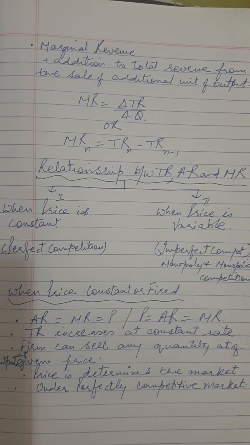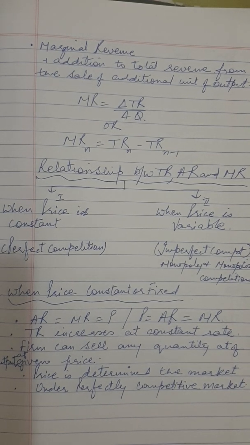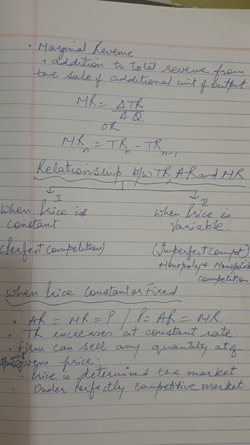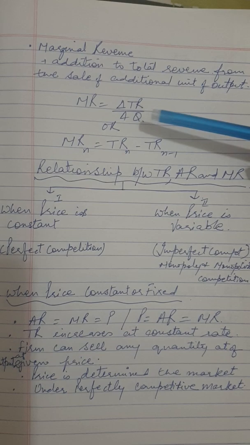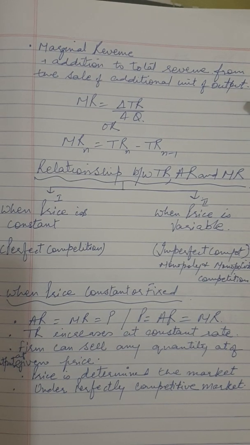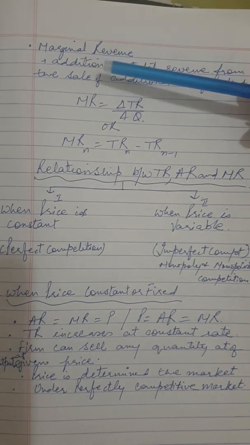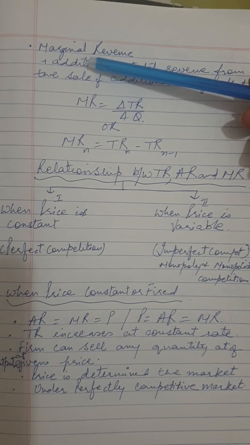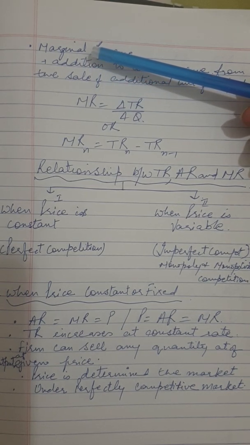Next concept is marginal revenue or the MR. Marginal revenue or MR is known as any addition to the total revenue when a unit of a commodity is sold. So MR is an addition to total revenue from the sale of an additional unit of output sold. Marginal in microeconomics always stands for the additional, right?